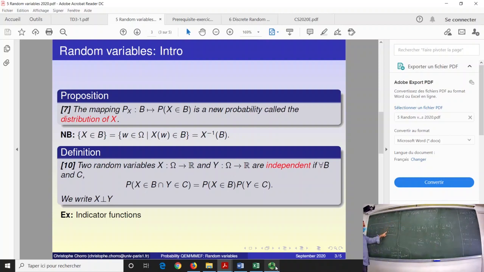P of X minus 1 of Bn is just Px of Bn. So you have proved both that Px of R is equal to 1, and that when Bn is a sequence of pairwise disjoint sets, Px of the union is equal to the sum of the Px. And so Px is a new probability that we will call from now on the distribution of capital X. Okay?